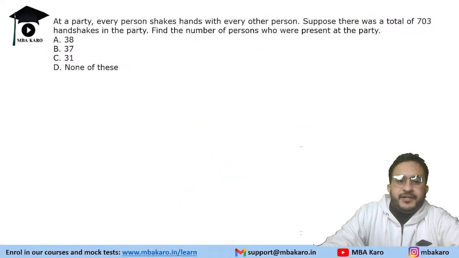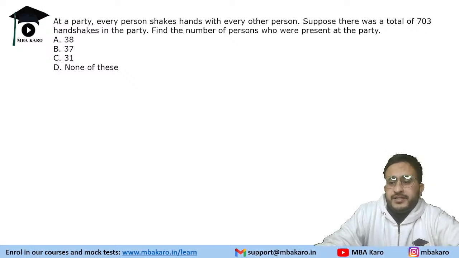At a party, every person shakes hands with every other person. Suppose there were a total of 703 handshakes in the party. Find the number of persons who were present at the party.